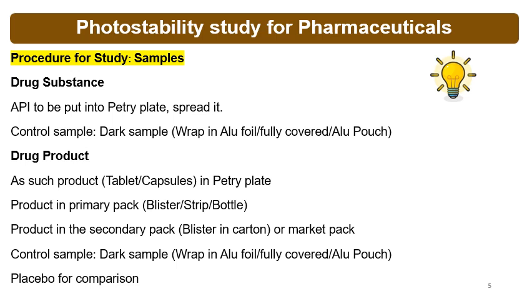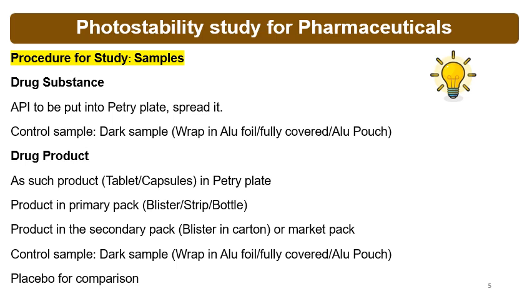Now, how the samples are prepared for photostability testing. For drug substance, the API is put into a Petri plate and spread. Generally, the layer thickness is around 3 mm, and along with it, the control sample is kept. That is known as the dark sample.